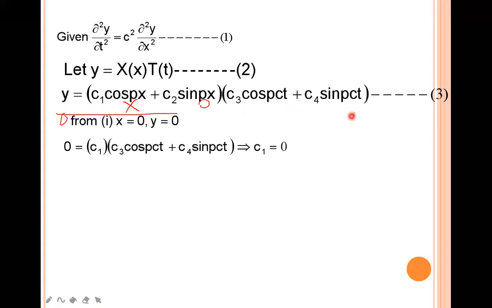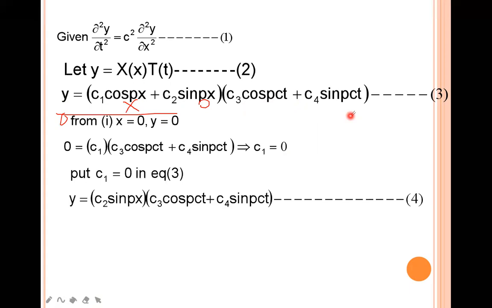Now in this, using the second condition, y is 0 at x equal to L. So put x equal to L and y equal to 0. So 0 equals c2 sin pL into c3 cos pct plus c4 sin pct.